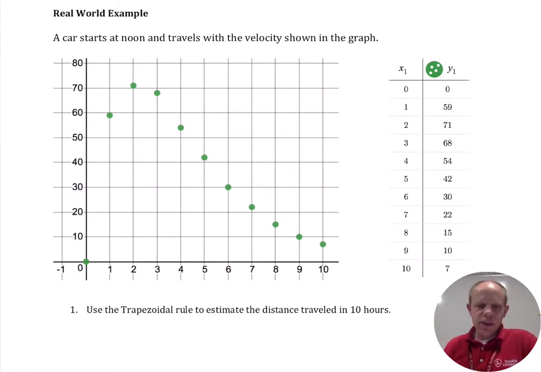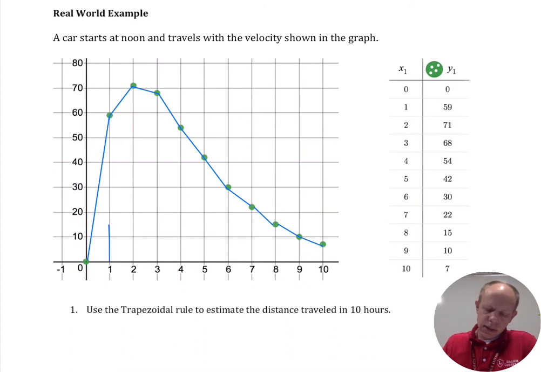So let's think about this with the trapezoidal rule first. We can just join all these points with trapezoids, straight lines here. So the car starts running into some traffic. Pretty long journey. And so we're going to break this into 10 intervals for the 10 hours.